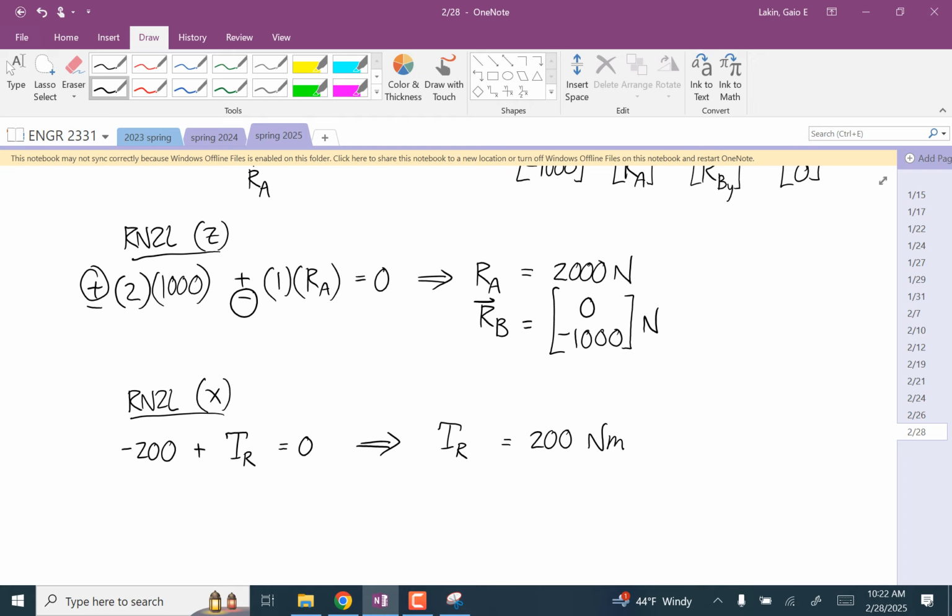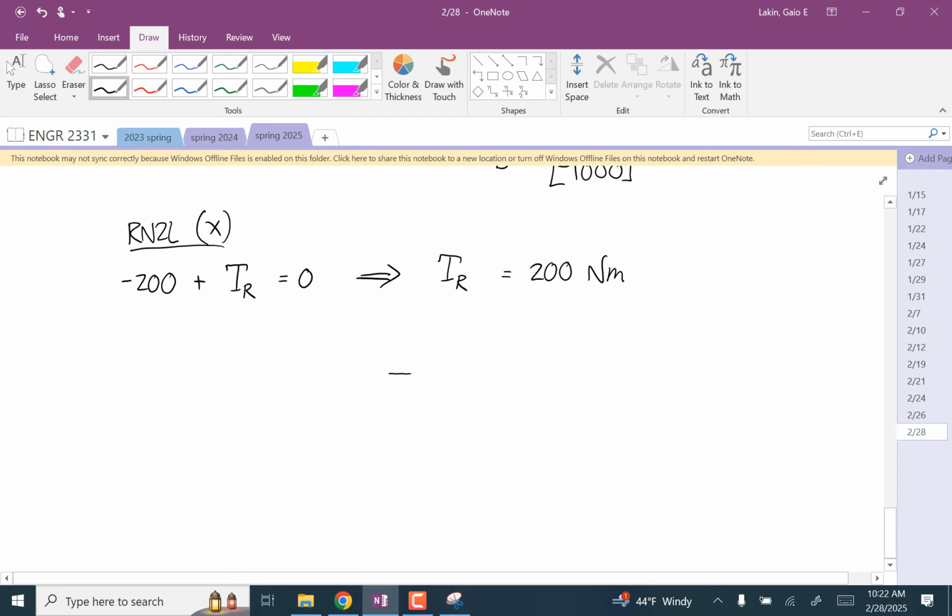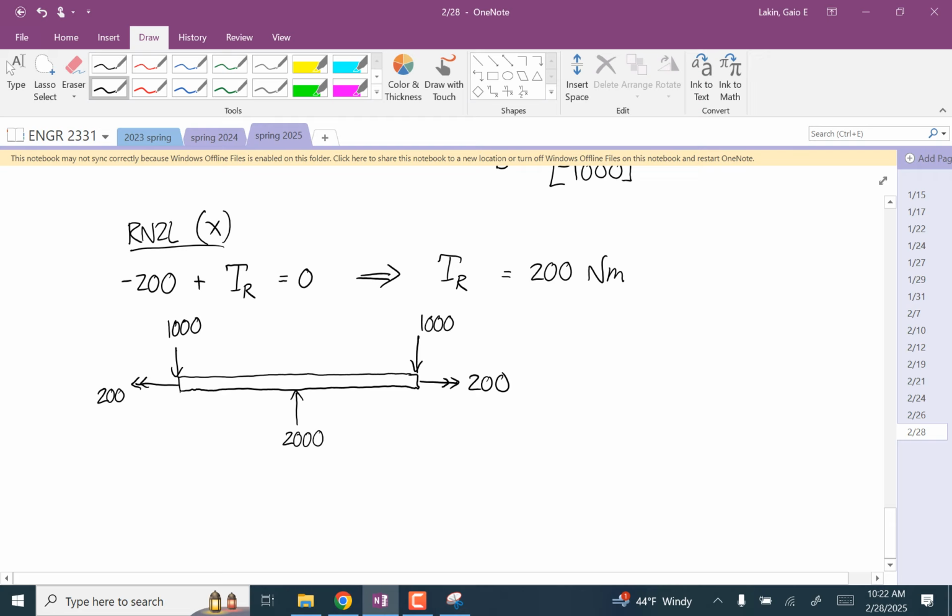Okay, so now we have our external loads. I'm going to draw it out again. I'm going to just draw the whole thing with all this stuff we know. So we have a downward force of 1,000 here, a couple of 200 here. At the middle, we have an upward force of 2,000. And then we have a downward force of 1,000 and a couple of 200. So there's our complete free body.